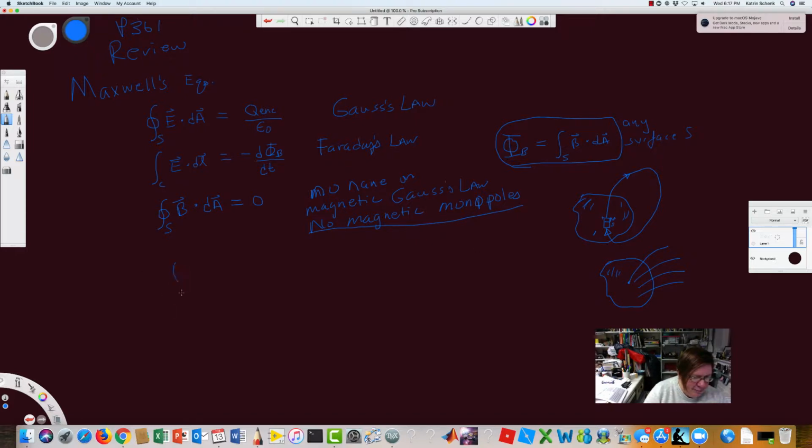All right, last but not least, and we're going to spend a bunch of time on this. This says the line integral of a B field around a closed curve is equal to mu 0 I enclosed. And we're actually going to add a term to this, but I'm going to explain before we do, because this needed to be corrected, and I'll explain why. But this one is Ampere's law.